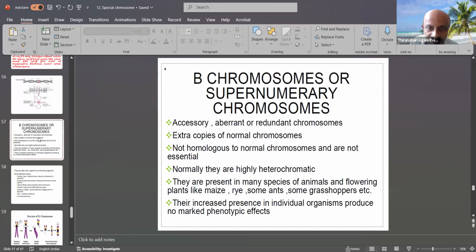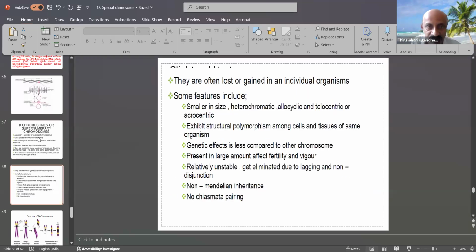They are present in many species of animals and in flowering plants like maize, rye, some ants, and some grasshoppers, which are special cases that have B chromosomes. Their increased presence in an individual organism produces marked phenotypic effects, so they are often lost or gained in any individual organism.